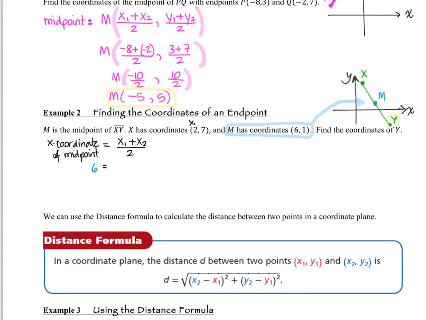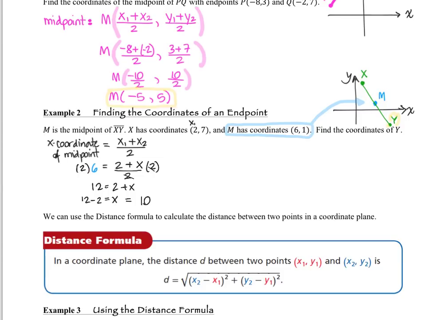And we also know that the x coordinate of point X is 2. What we don't know is the x coordinate for point Y, so we're just going to put in an x for that one, and then divide by 2 in order to find the average. Now, we know how to solve this algebraically. The first thing that we're going to do is multiply both sides by 2 to get rid of that 2 in the denominator. Those are going to cancel. We're going to have 12 is equal to 2 plus x, and x is equal to 12 minus 2, or the x coordinate of point Y is going to be 10.